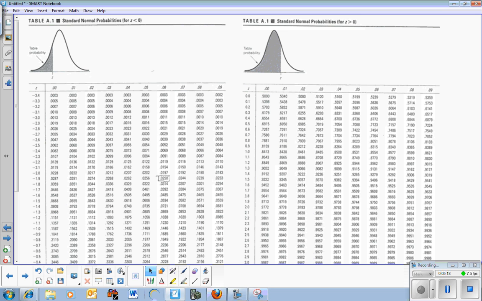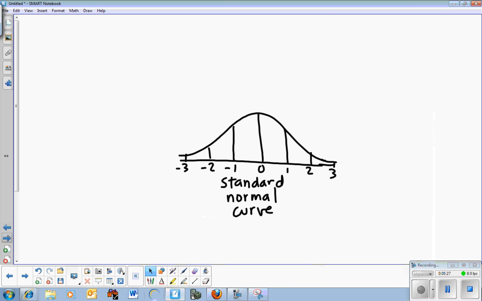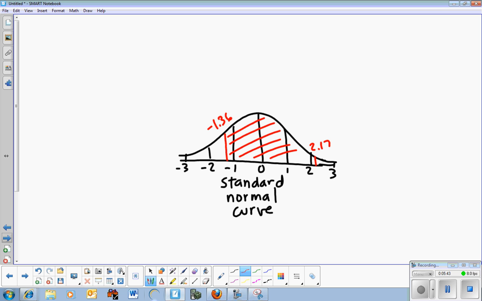For instance, if I go to the z-score, excuse me, you don't know what a z-score is yet. I can go anywhere I want under the standard normal curve, and I can find that area. I could be at negative 1.36 up to 2.17. And that chart's going to allow me to figure out that area right there, which is going to allow me to answer questions like the one I brought up earlier.